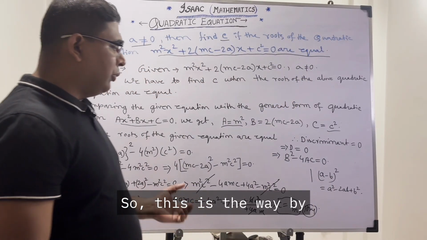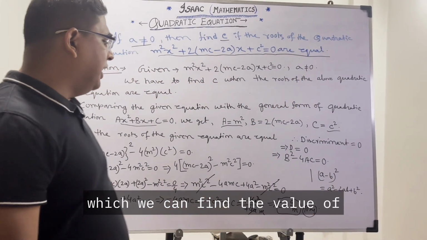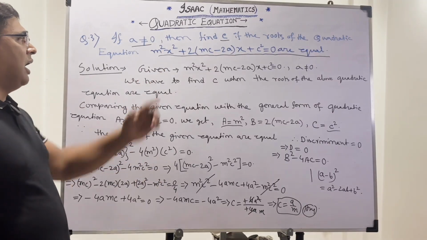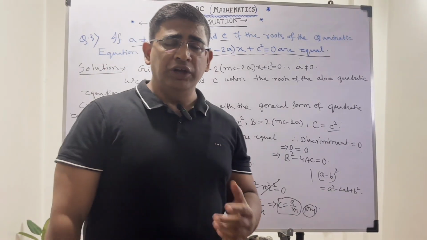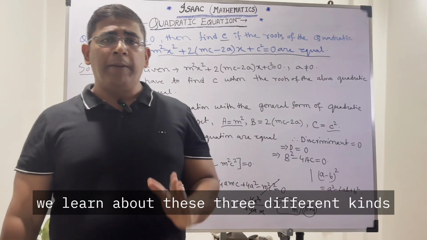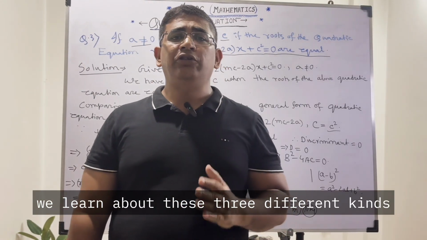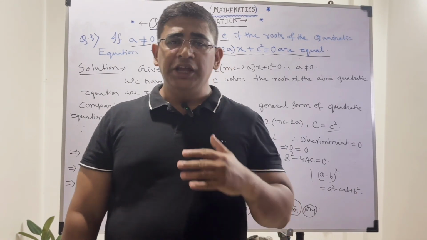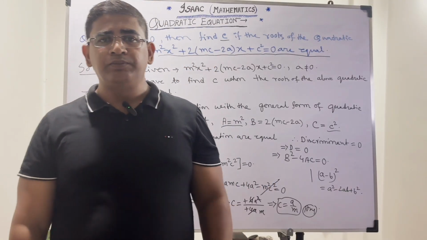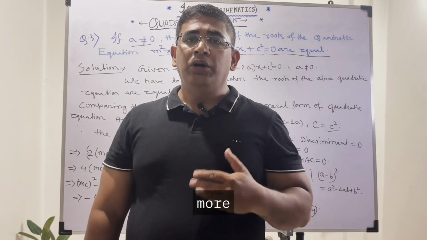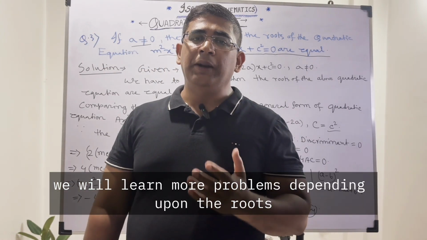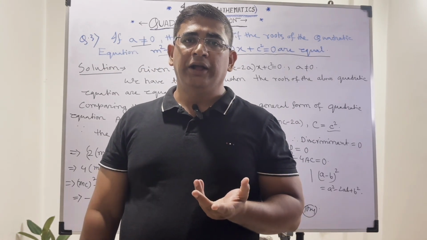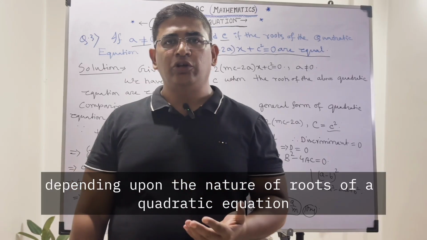So this is the way by which we can find the value of unknown. Here that unknown is c. Okay. So in this class we learned about these three different kinds of quadratic problem. In our next class we will learn more problems depending upon the nature of roots of a quadratic equation.